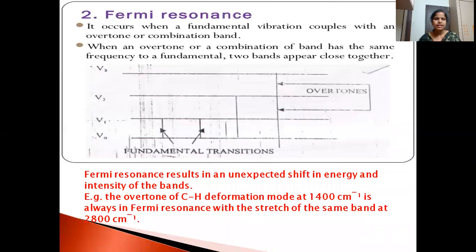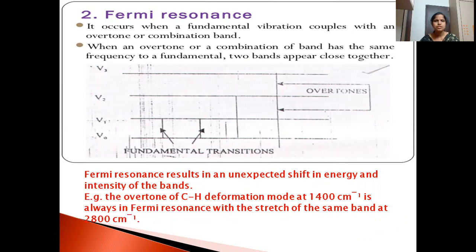Suppose we take an example of any aldehyde, C double bond O H. In aldehydes, Fermi resonance bands appear. The overtone of the CH deformation mode appears at 1400 and is always in Fermi resonance with the stretch of the CH stretching band at 2800 centimeter inverse. So for aldehydes, we find a doublet at 2800 centimeter inverse. That is forming due to this Fermi resonance.